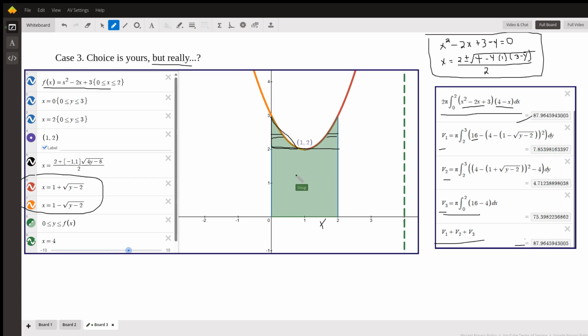Okay, so basically, you need to draw a graph of the function and find out what you're revolving around to decide what to do.